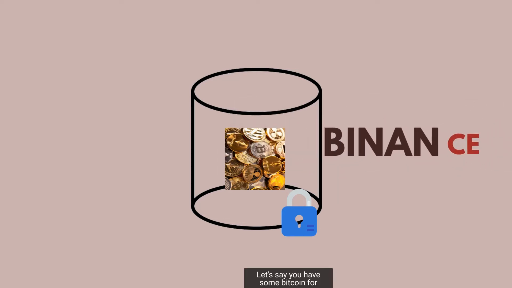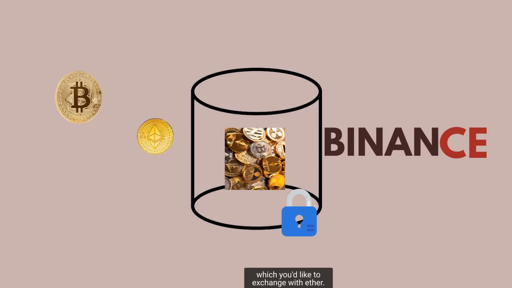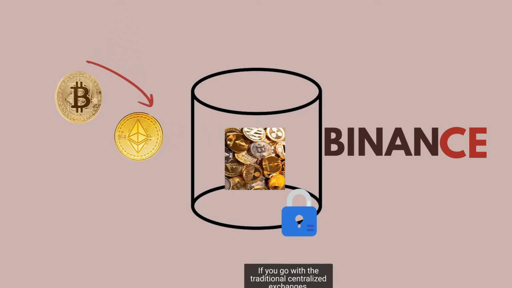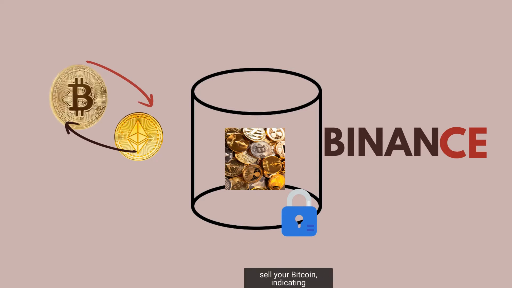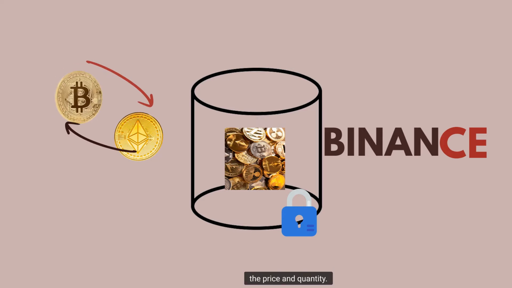Let's say you have some Bitcoin which you'd like to exchange with Ether. If you go with the traditional centralized exchanges, you put an order that you want to sell your Bitcoin, indicating the price and quantity. Meanwhile, those who are exchanging Ether for Bitcoin also do the same. They put an order and say what price they're asking for. The exchange's duty is to match the buy orders and the sell orders.